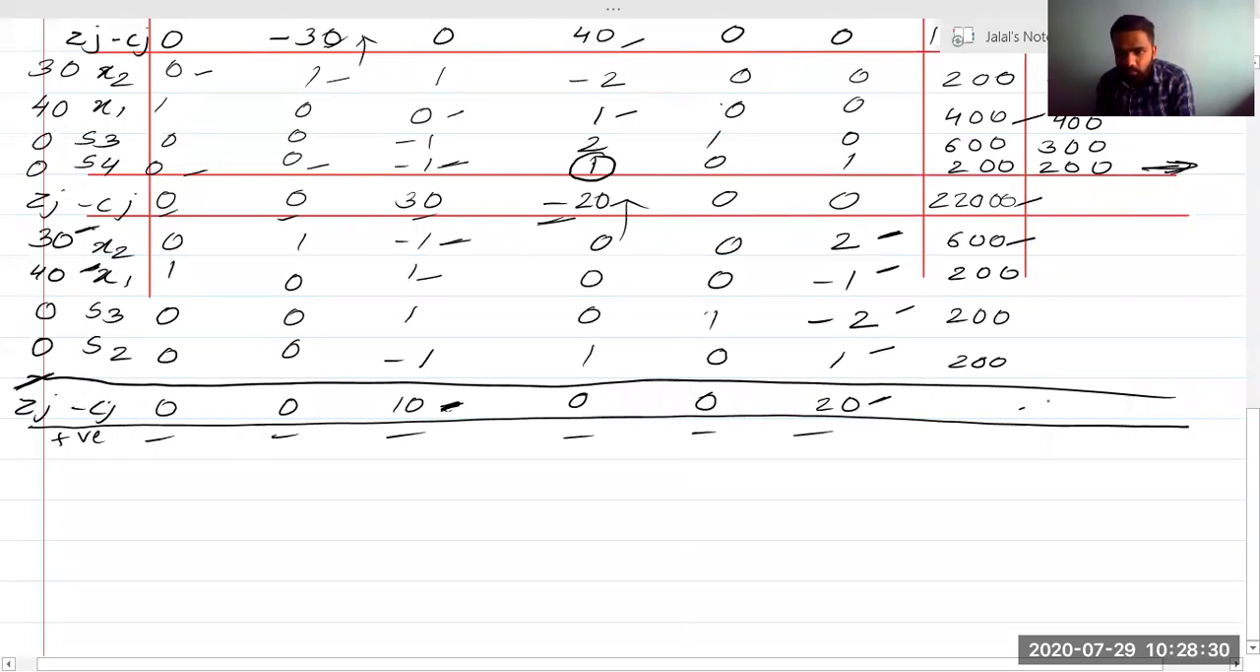Now we need to find this value. Okay, this will be 22,000 plus minus of minus 20 will be plus 20. So plus 20 into 200 is 4,000. So 22,000 plus 4,000 will be 26,000. Okay, so we have got all this value.